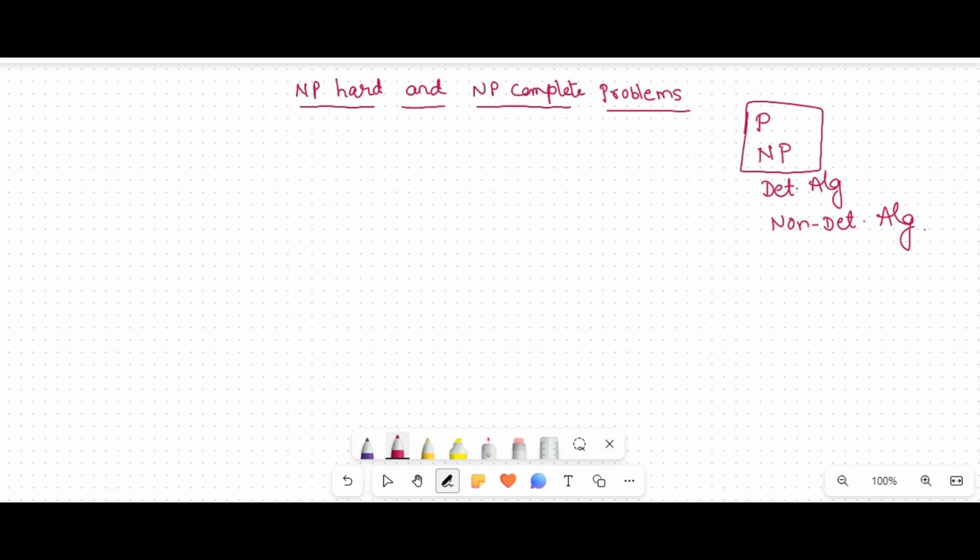So what is meant by NP hard and NP complete problems? Coming to the first one, NP hard problems. For an NP problem, a non-deterministic algorithm is there to solve the problem, but the solution can be verified in polynomial time. That is a non-deterministic polynomial or NP problem.